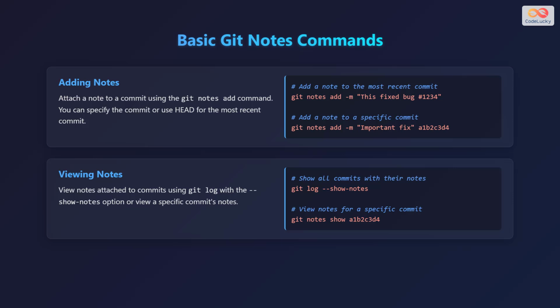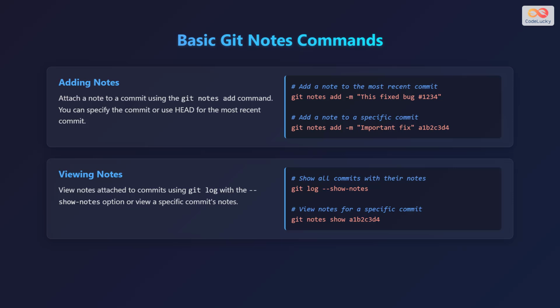To add a note to the most recent commit, use the command git notes add -m followed by the message in quotes, like this: "fixed bug number 123". To add a note to a specific commit, use the command git notes add -m followed by the message in quotes, like "important fix", followed by the commit ID, a1b2c3d4.